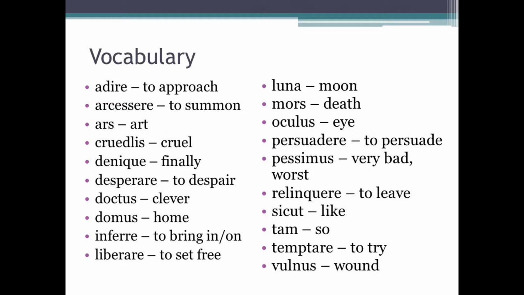Persuadere, to persuade. Pessimus means very bad or worst. Relinquere, to leave. Sicut, like. Tam means so. Temptare, to try. And finally, vulnus is a wound.